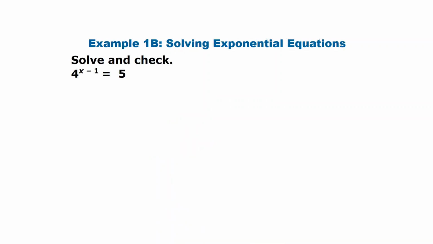All right, this example is a problem that you've probably never solved a problem like this before, and it's going to be a new way. So when we look at this, I see 4 to the x minus 1 power equals 5, and the first thing I notice is that 5 is not a power of 4. So we're going to take the log of both sides to solve this.